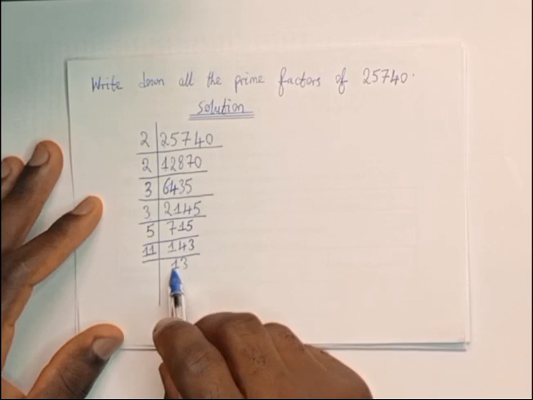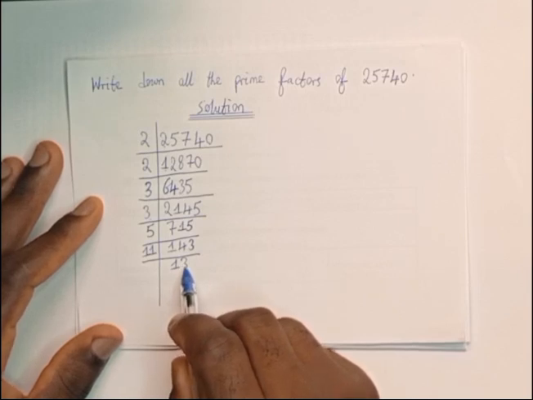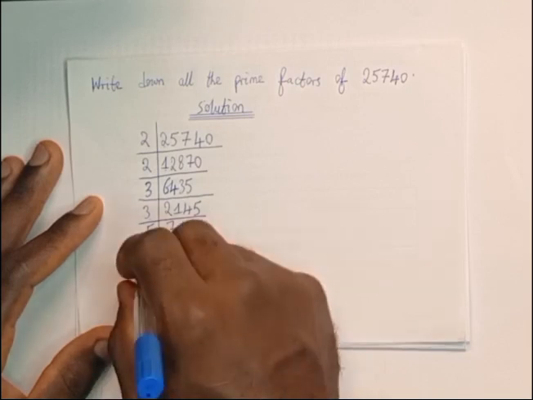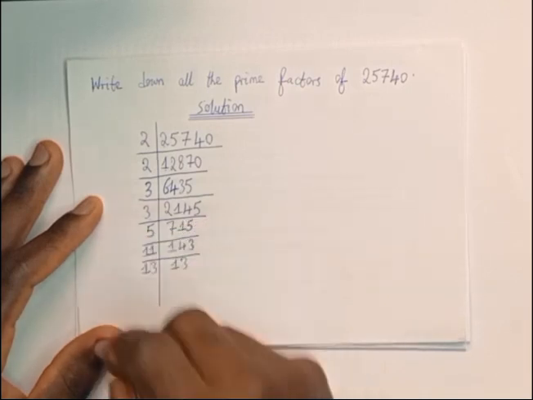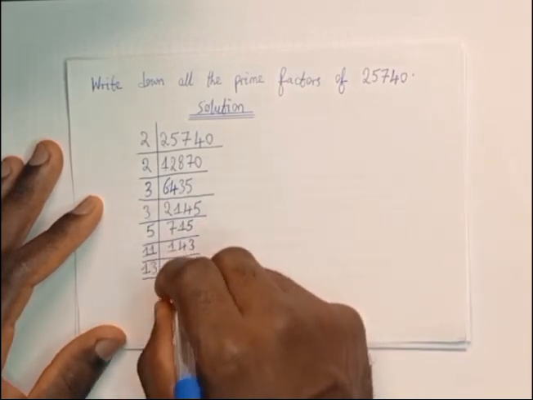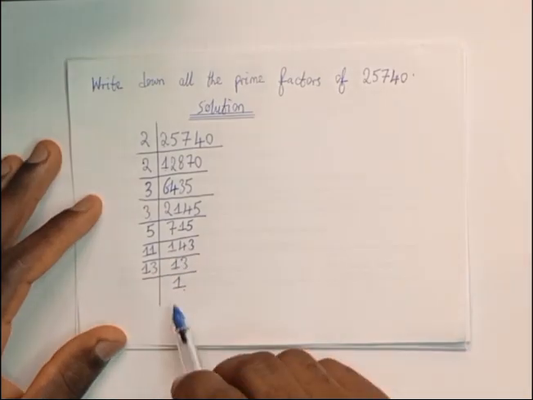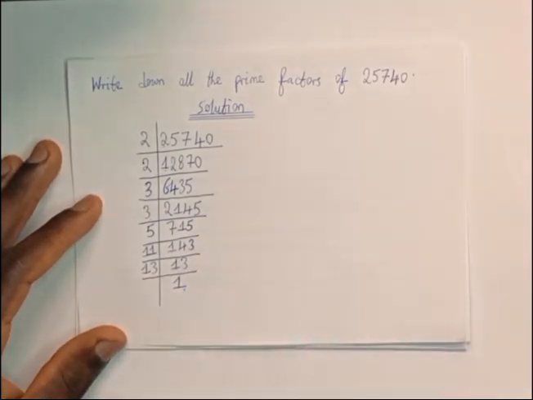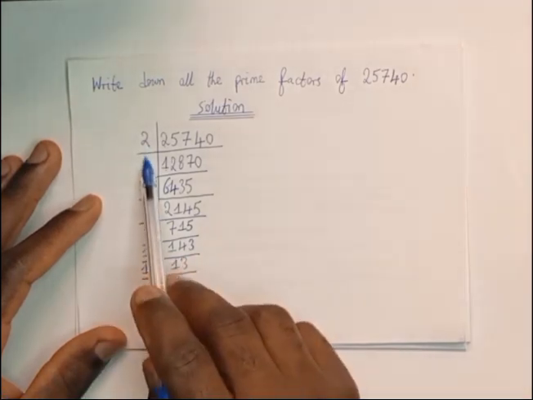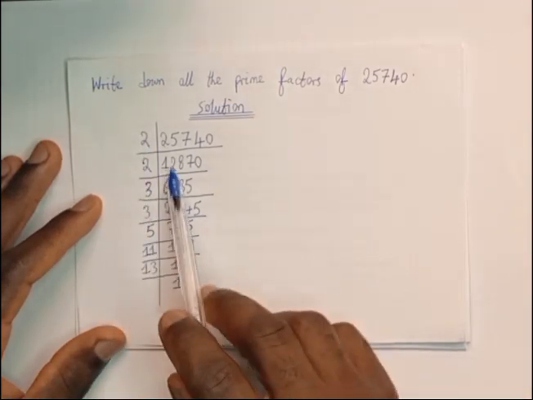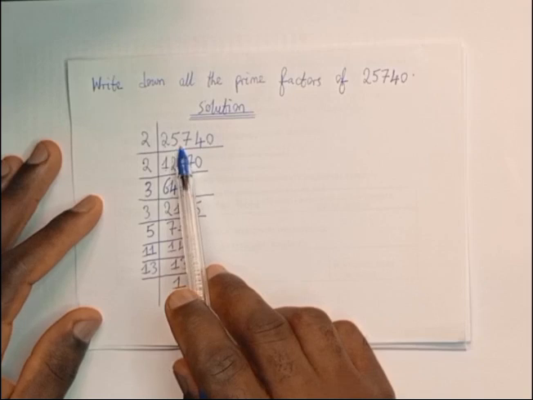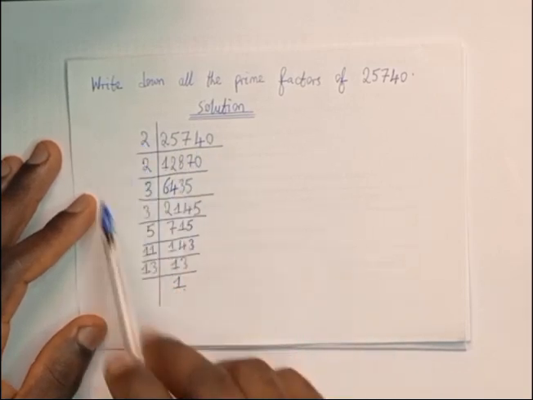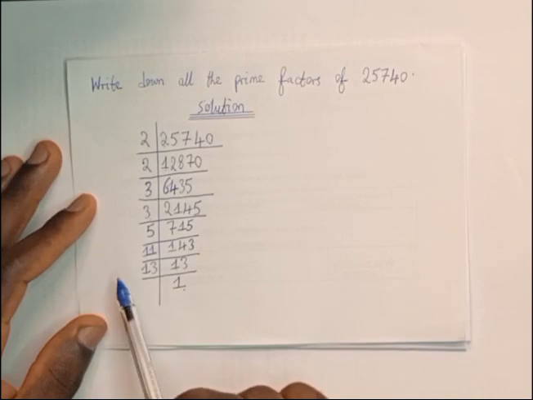The number 13 is a prime number. That means the only prime factor of the number 13 is 13 itself. 13 divided by 13 gives us 1. When we reach 1, that means the division has ended. These are the prime factors of the number 25,740. You can see some of the prime factors repeat, like 2, 3 repeats.